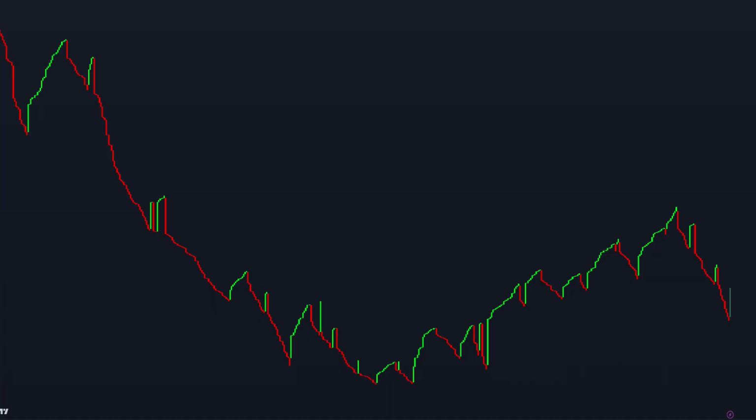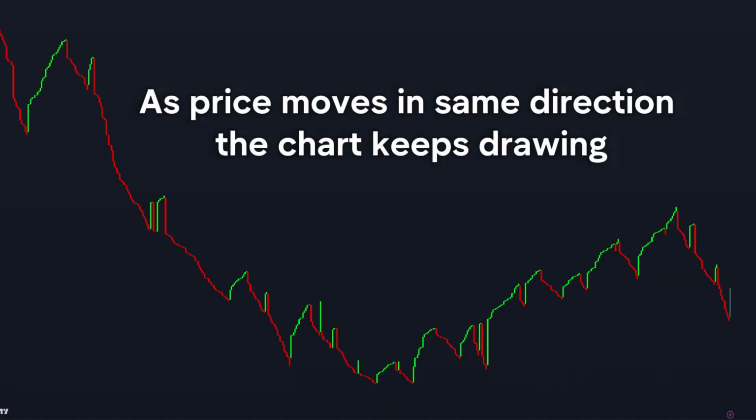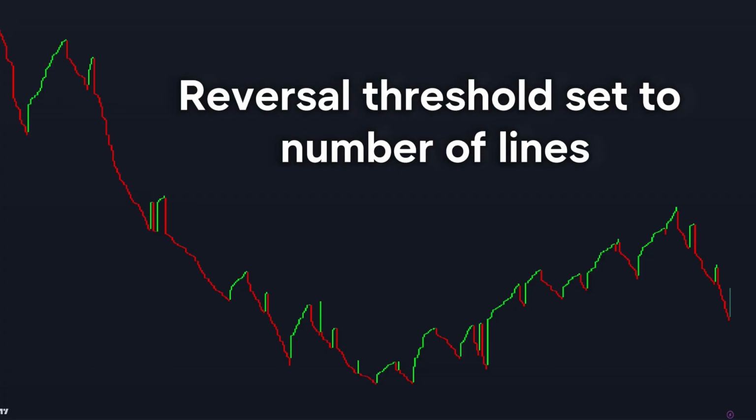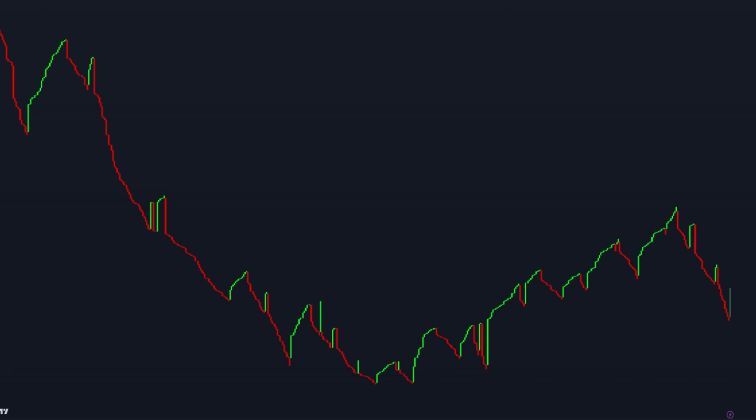Basically, the line break chart continues drawing a line in the same direction as price continues moving in that direction. For the chart to change direction, it has to meet a threshold determined by the number of lines we set. If the price is not moving in one direction and no reversals in price meet our threshold, nothing happens and no new bars are printed.